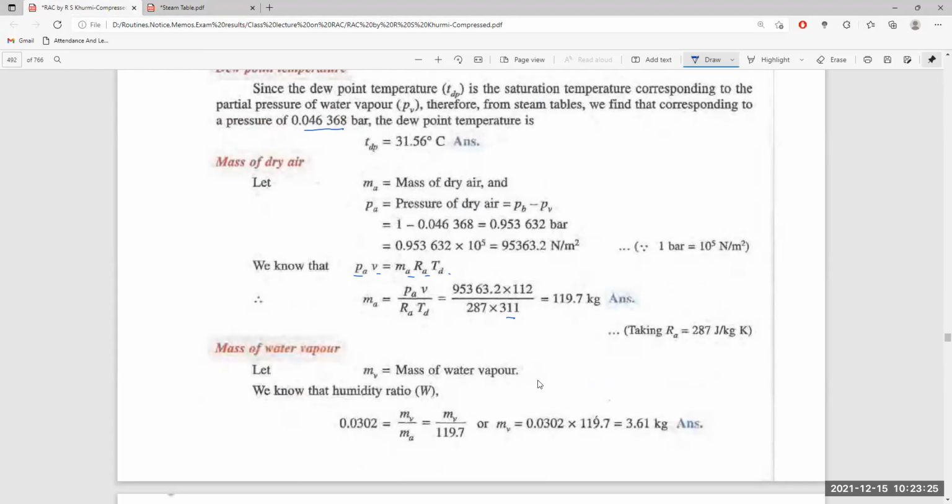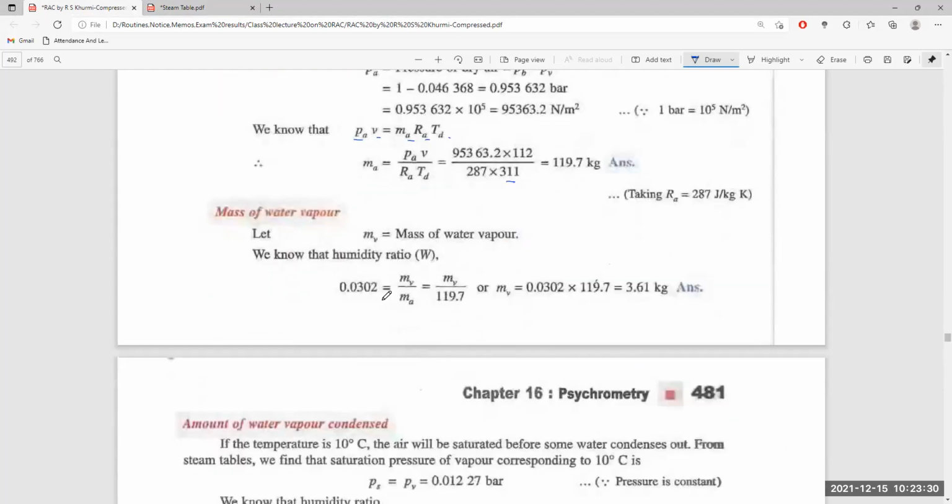Mass of water vapor is mv. The humidity ratio is given as mass of vapor divided by mass of air, mv by the mass of dry air. So mv will be 0.66.